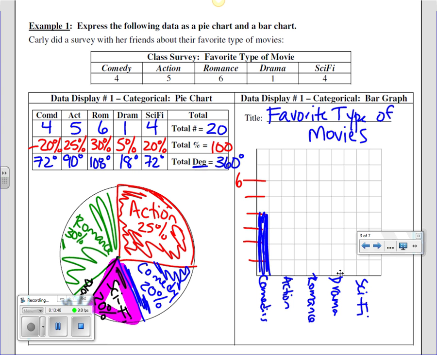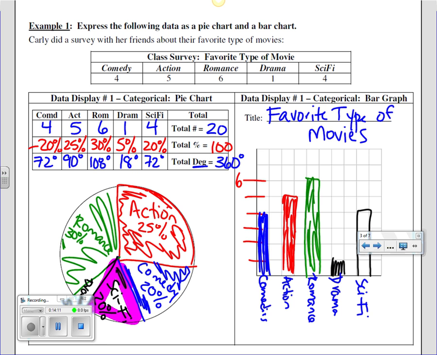4. Use your same color. Action needs to go up to 5. I'll use the same color I used for action. Romance goes up to 6. Drama goes up to 1. And sci-fi goes up to 4. And you can pretend that it's pink.